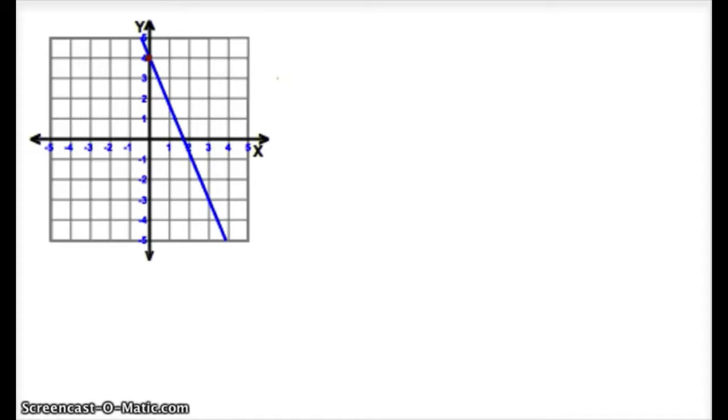Here is our first graph. I need to identify both my y-intercept and my slope. My b value is the red point on my graph, and the b value is at positive 4 on the y-axis. So my b value is 4.